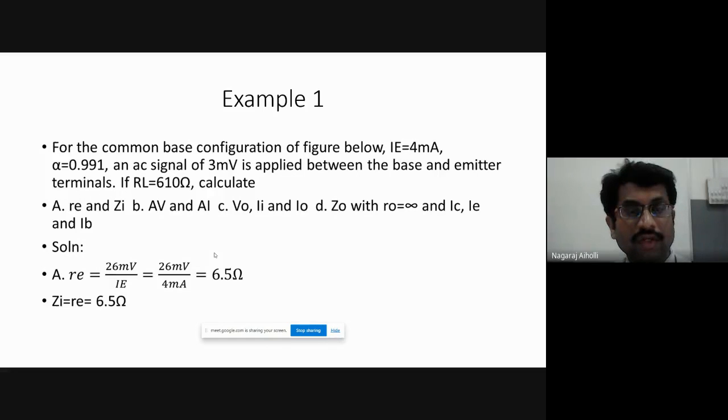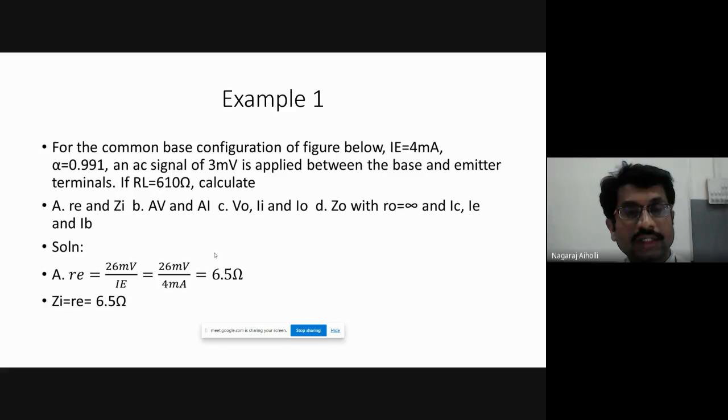The statement is, for the common base configuration of the figure below, IE is equal to 4 milliampere, alpha is equal to 0.991, an AC signal of 3 millivolt is applied between the base and emitter terminals. If RL equal to 610 ohm, calculate: first, RE and ZI. Second, AV and AI, that is voltage gain and current gain. Third, output voltage V0, input current II, output current I0. Fourth, Z0, that is output impedance with R0 equal to infinity, and collector current IC, emitter current IE, and base current IB.